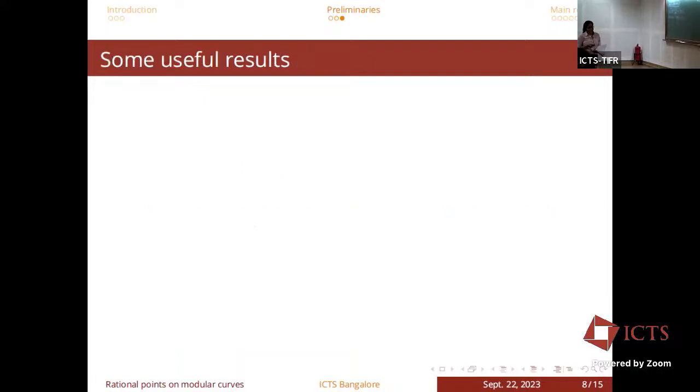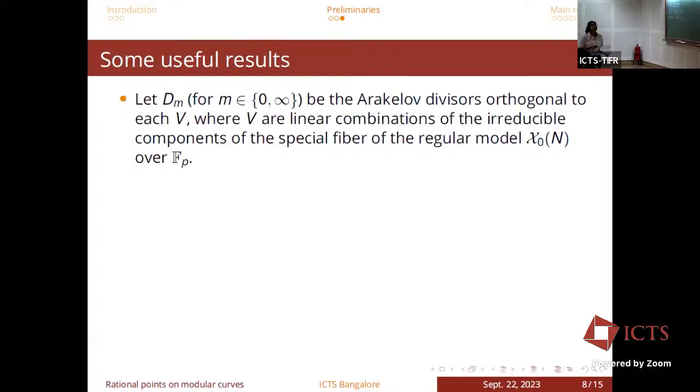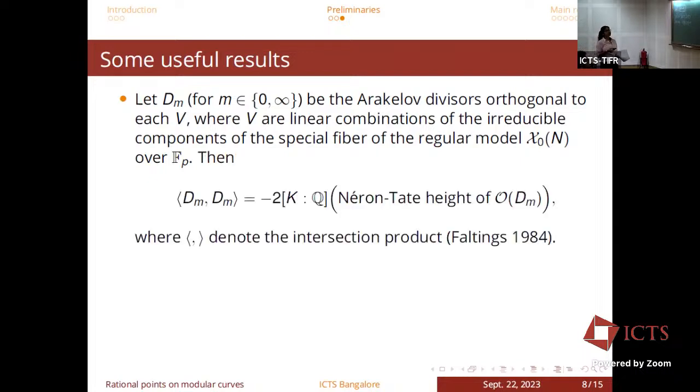Okay. So now some useful results. Let D_m be the Arakelov divisor corresponding to the cusps 0 and infinity, which are orthogonal to each B_m, where B_m are the linear combination of irreducible components of the special fiber of the regular model X_0(N) over F_p. Then the intersection product of D_m is given by 2 times the degree of K over Q and the Arakelov height of this line bundle O(D_m). This is given in Faltings' paper in 1984.